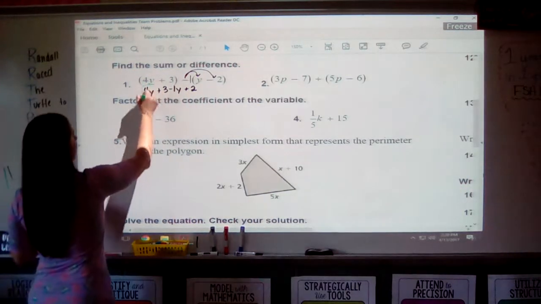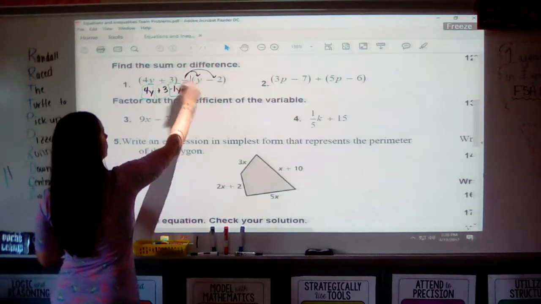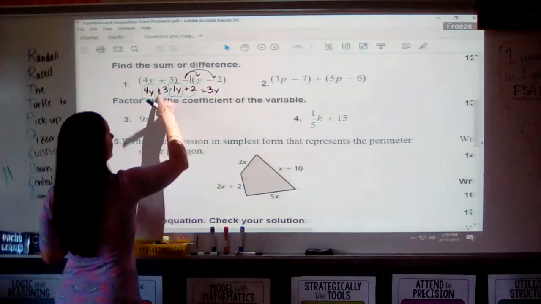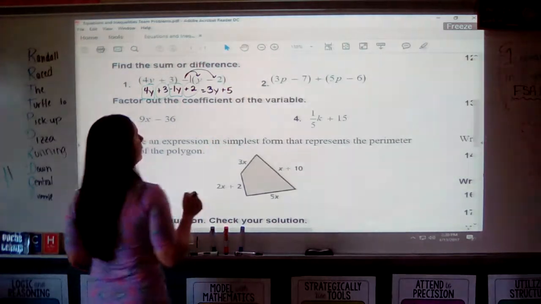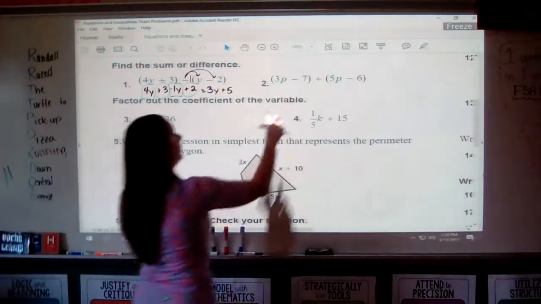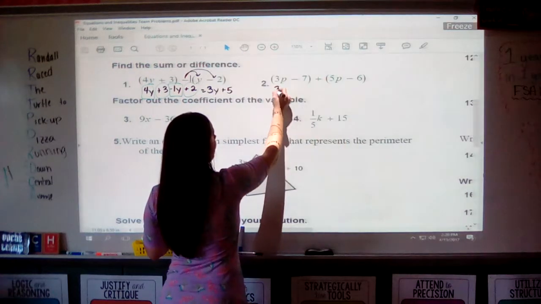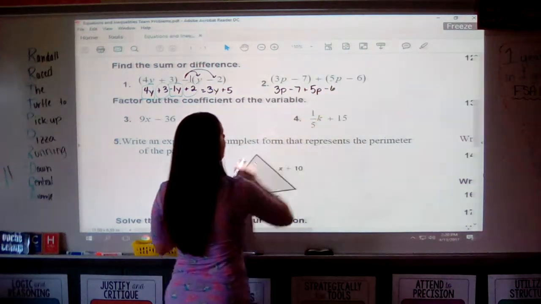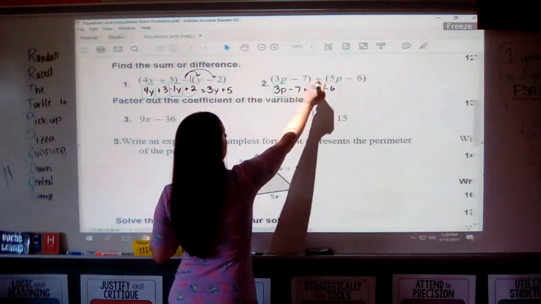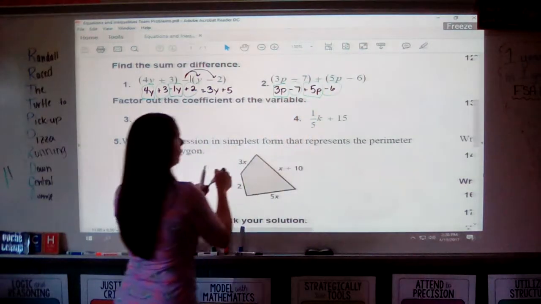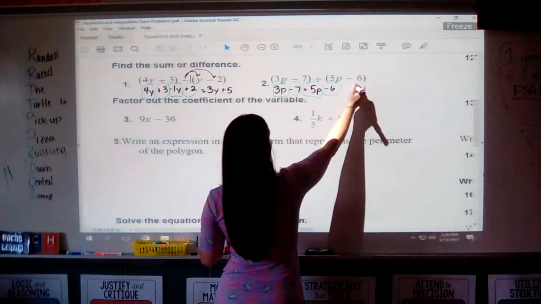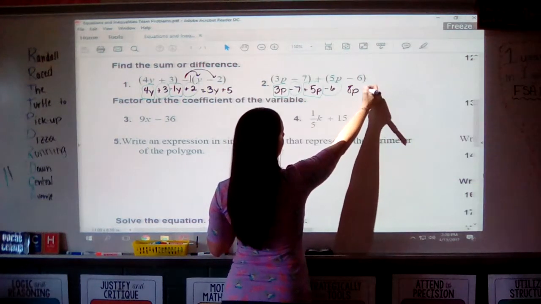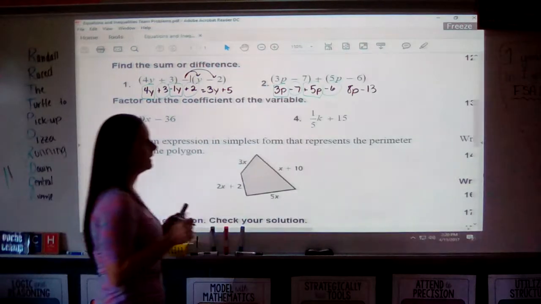Finally, you want to collect or combine like terms. 4y's minus 1y will give you 3y's. 3 plus 2 will give you 5. Number 2, if we distribute the positive signs, it's not going to change what was given in the original expression. So we're just going to rewrite it without the parentheses and then combine like terms. So 3p plus 5p will give you 8p. -7 and -6, same signs, add and keep. So that will give us -13.